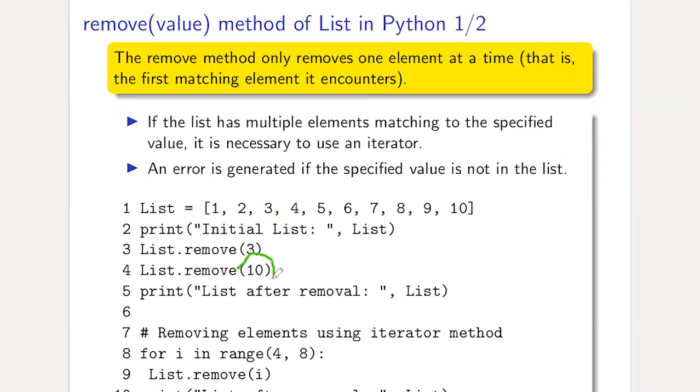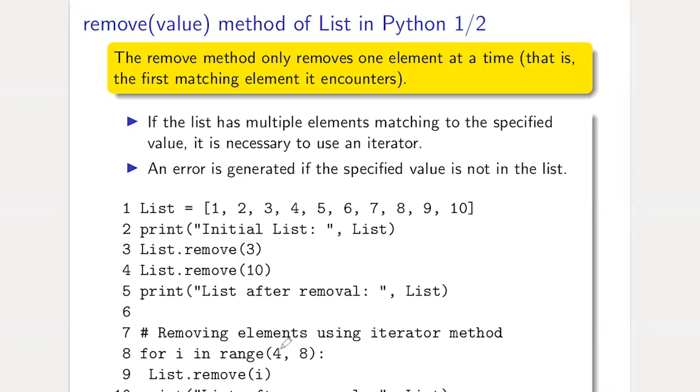Similarly, 10, it will go to the list, and when it encounters a match, it will remove it. However, it is quite possible that you are asking to remove a value which is not in the list, say 20. Then that should generate an error. Okay, so it will give an error.